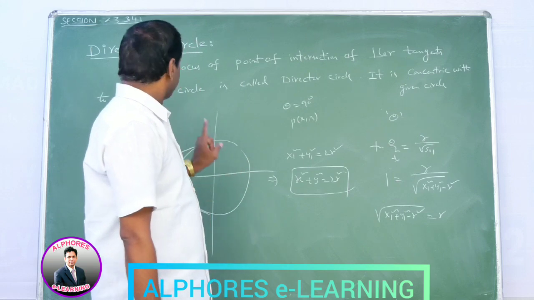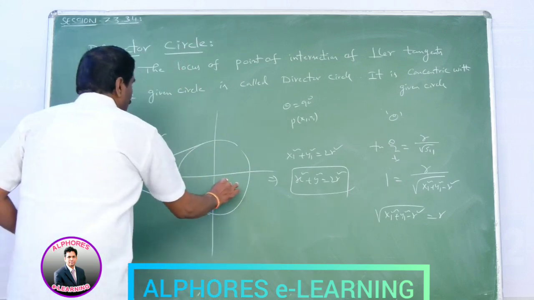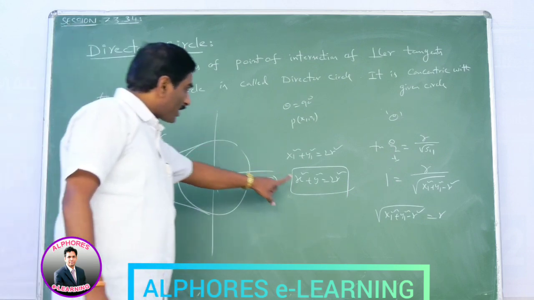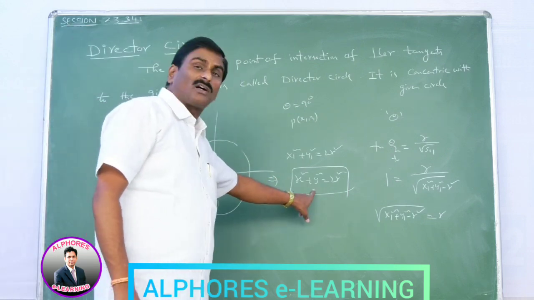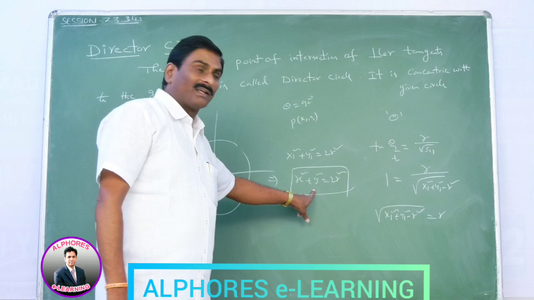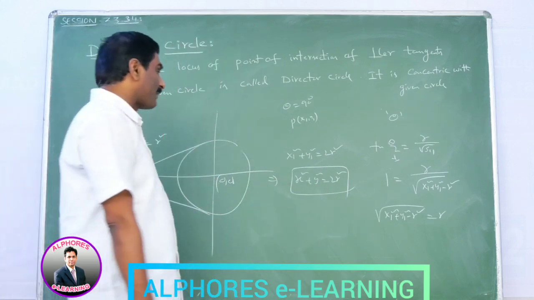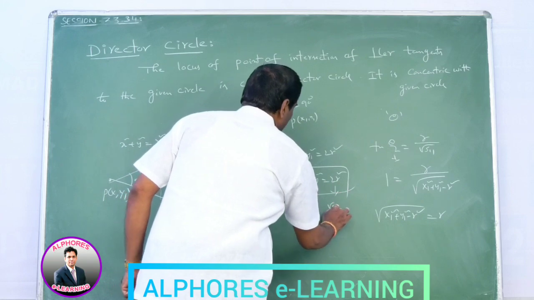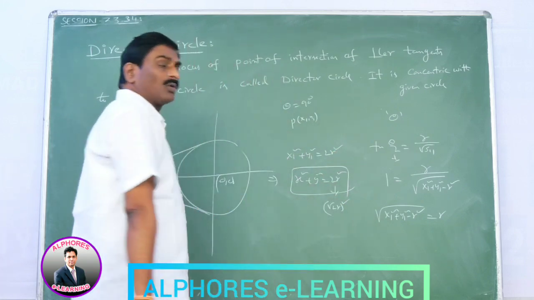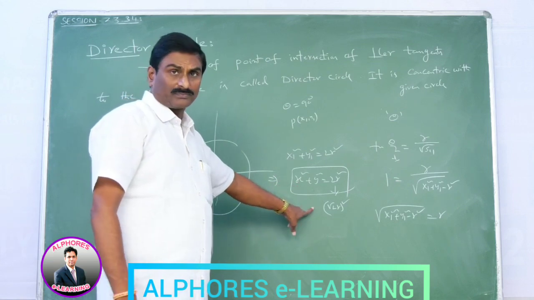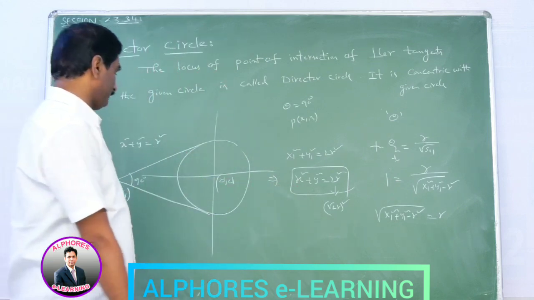Please observe this point. In the given circle, the center of the circle is (0, 0) and the radius of the circle is r. The center of the director circle is also (0, 0). That means the director circle is concentric with the given circle. At the same time, the radius squared of the director circle is 2r square, that is, root 2 r whole square. So the radius of the director circle is root 2 r. Please note this point.